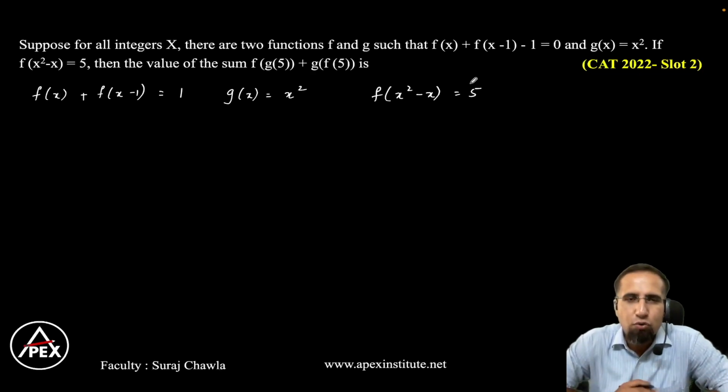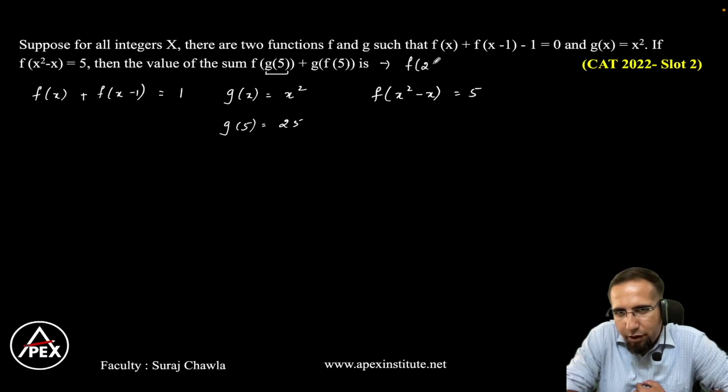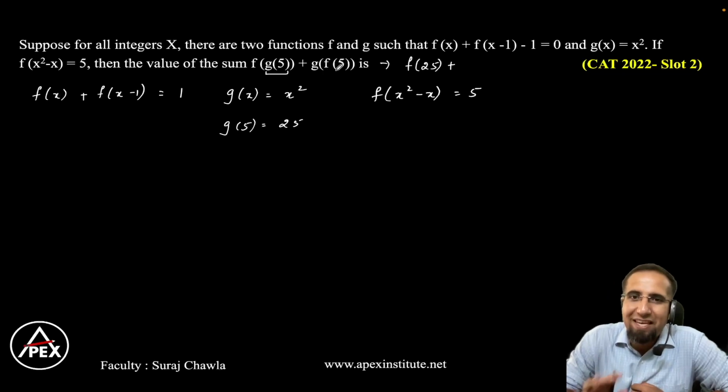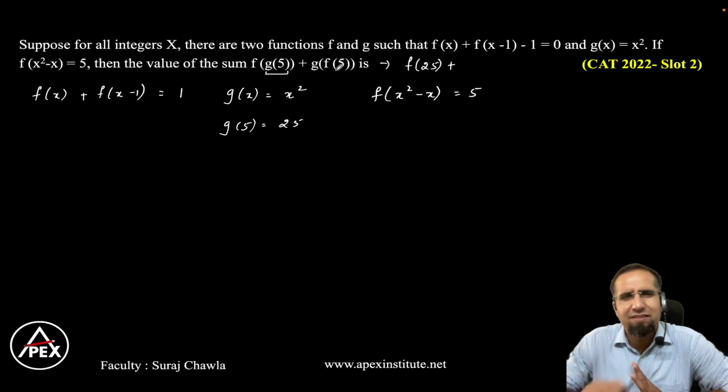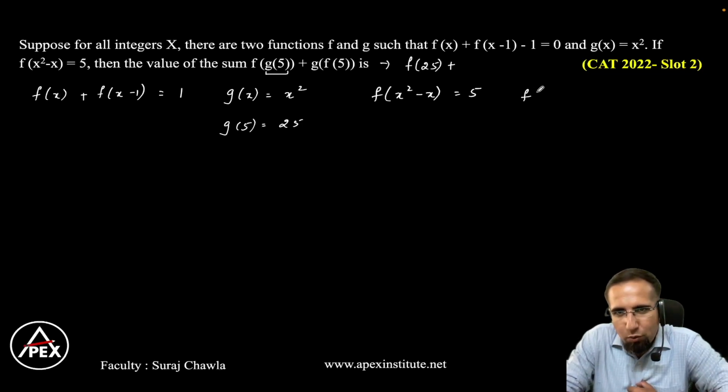Now I want f(g(5)). So it is easy to calculate g(5) from here, guys. What is g(5)? If I replace g(5) from here, g(5) will be 25. So eventually I want f(25) here. Understand what is asked, f(25) plus g(f(5)). That means I need the value of f(5). Now let's understand. Let's replace the value of x is equal to 1. If I replace the value of x is equal to 1, we have 1 square minus 1 is equal to 5, which means I am told that f(0) is equal to 5.